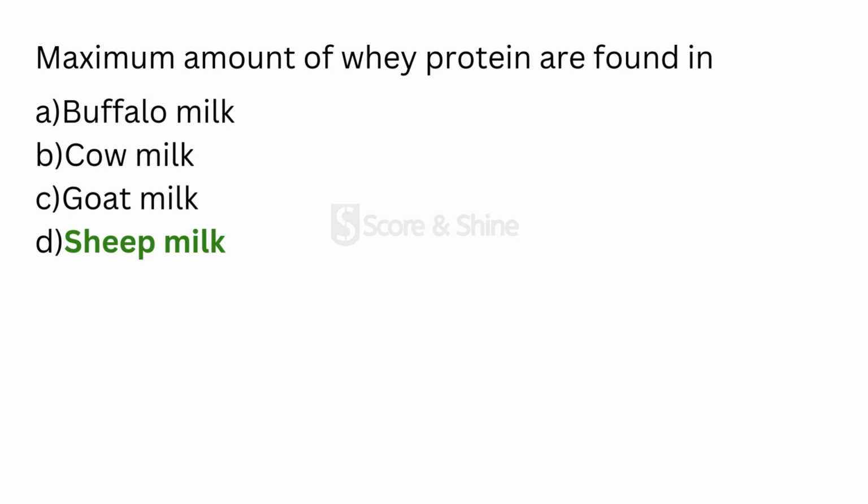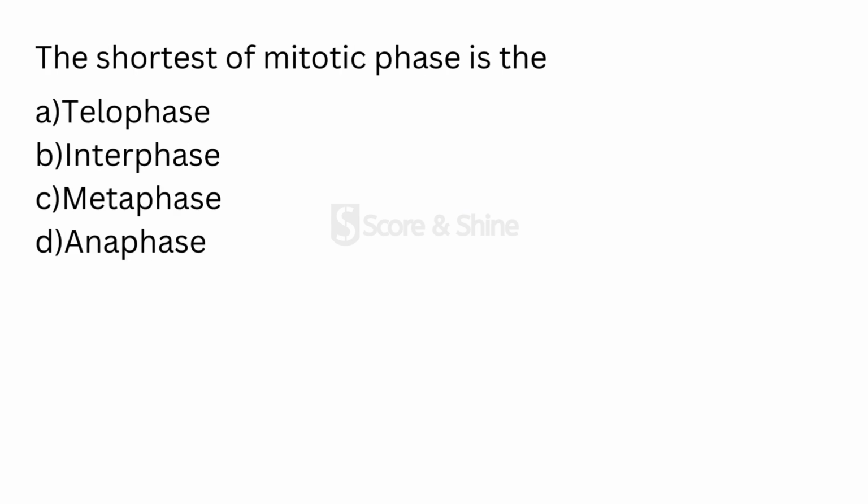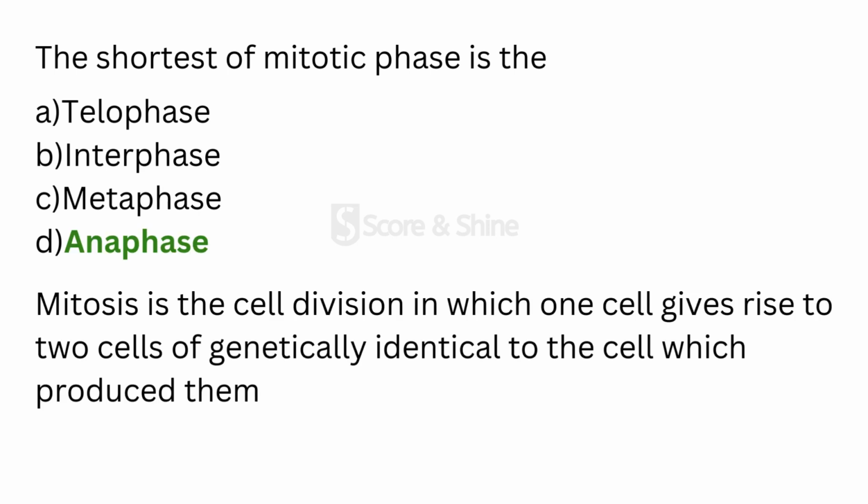And next question, the shortest of mitotic phase is the. So the shortest phase is anaphase. So here mitosis is the cell division in which one cell gives rise to two cells genetically identical to the cell which produced them. So in anaphase, chromatids separate at centromeres and move towards opposite sides, which is called anaphasic movement.